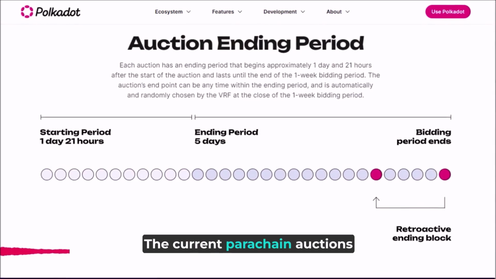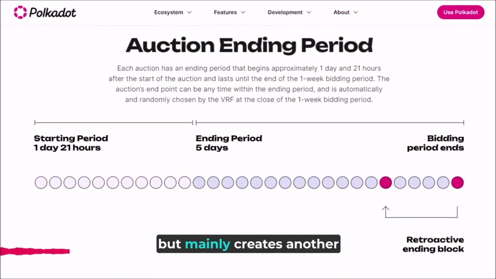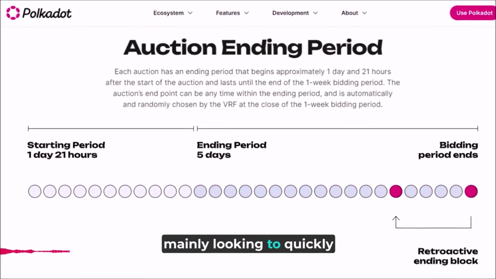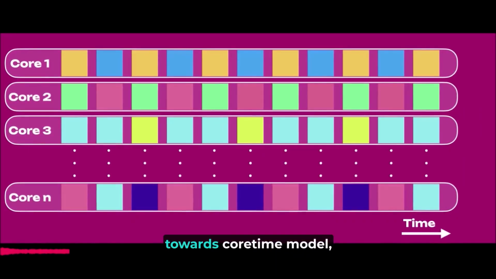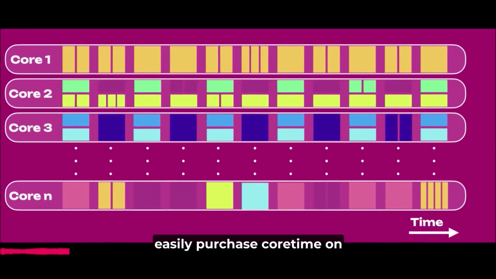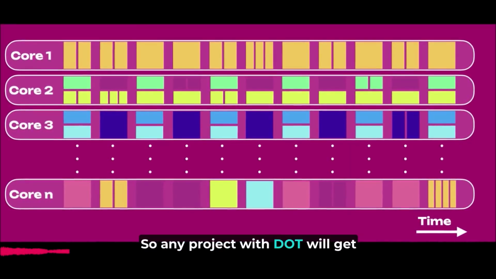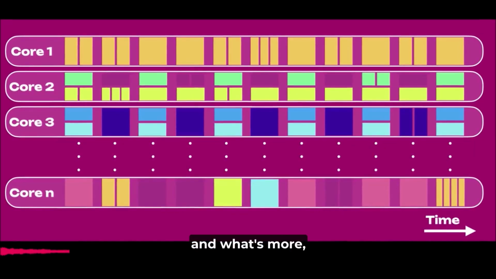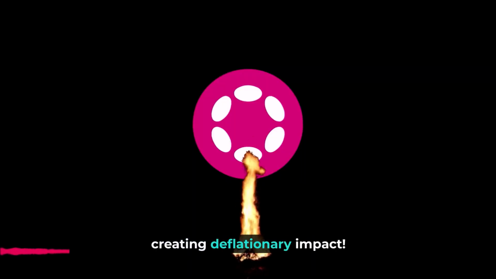The current parachain auction model is expensive, inefficient, and lengthy, but mainly it creates another barrier for builders who are looking to quickly build their dApps. That's why Polkadot is shifting towards the Coretime model, where projects will be able to easily purchase Coretime on Polkadot's cores with DOT. So any project with DOT will get instantaneous access to Polkadot's Blockspace, and what's more, those DOTs will likely get burned, creating a deflationary impact.